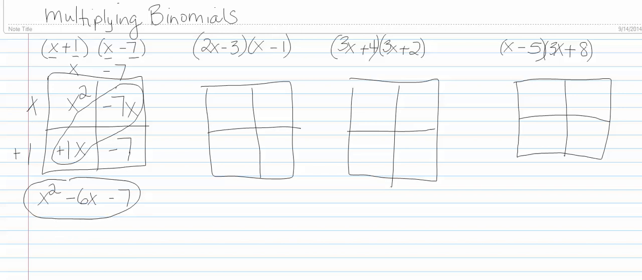It can actually be called a trinomial because this has 3 terms now. These parentheses had 2 terms. They were binomials, bi meaning 2. And this answer has 3 terms, and we can call it a trinomial.